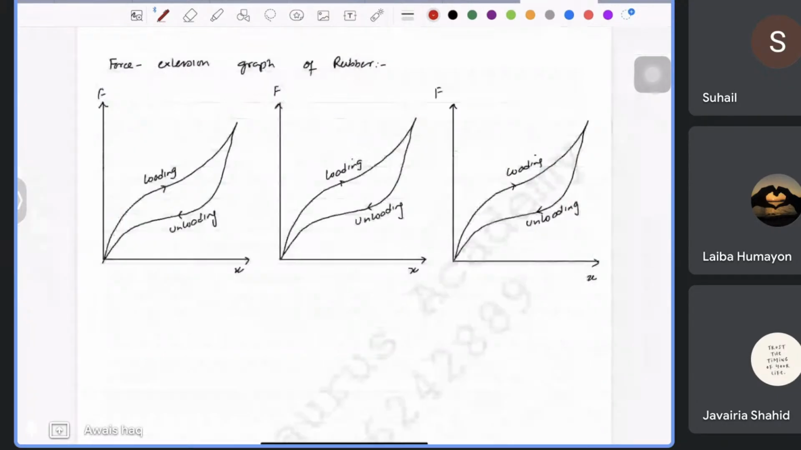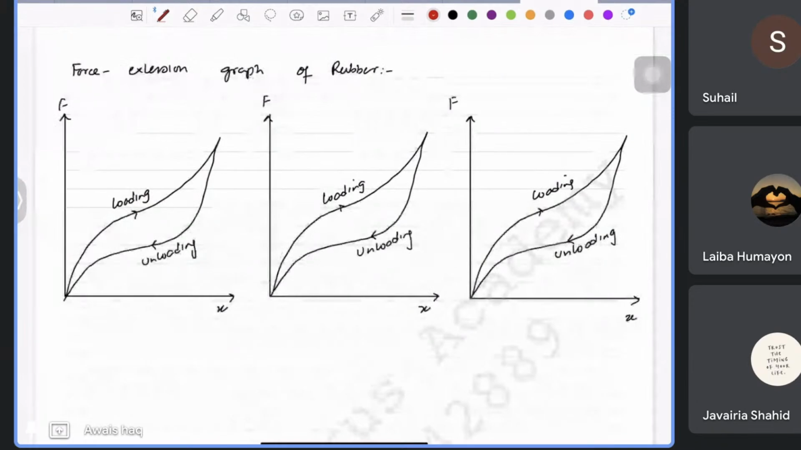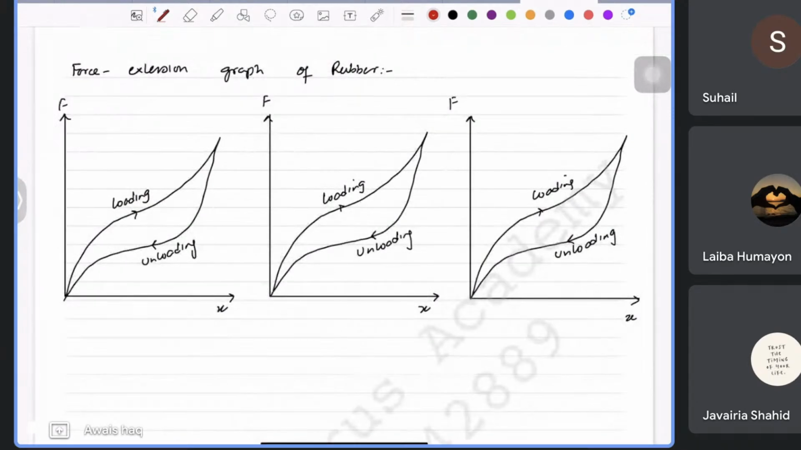Now we're going to move towards the graph of rubber and force extension. When you stretch rubber, it doesn't follow Hooke's law at all. It has a line that shows when it is loaded with force and then it comes back with a different line. The reason is that it loses some of the energy while doing so. So we're going to learn how to find that.